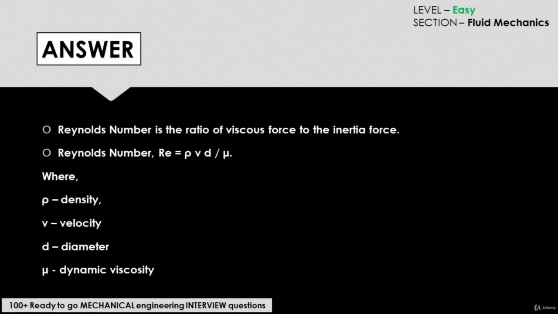The answer to this question would be: Reynolds number is the ratio of inertia force to viscous force. Reynolds number, which is denoted by Re, is given by rho V d by mu, where rho is the density, V is the velocity, d is the diameter, and mu is the dynamic viscosity.